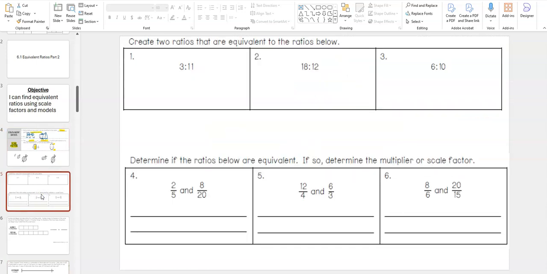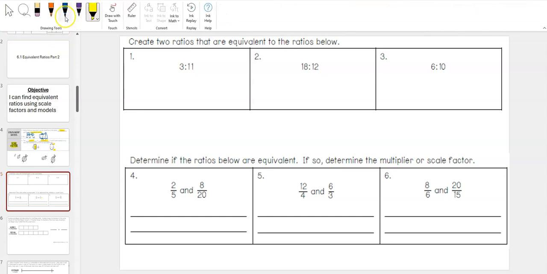Okay. Now that we have an idea about that, let's practice. So we are going to create two ratios that are equivalent to the ratios below. And again, because we know that ratios have to do with a scale factor and a multiplier, we are going to multiply to get that size. Okay. So I have 3 to 11 here. If I times this by 2 and this by 2, I will get 6 to 22. That is an equivalent ratio.